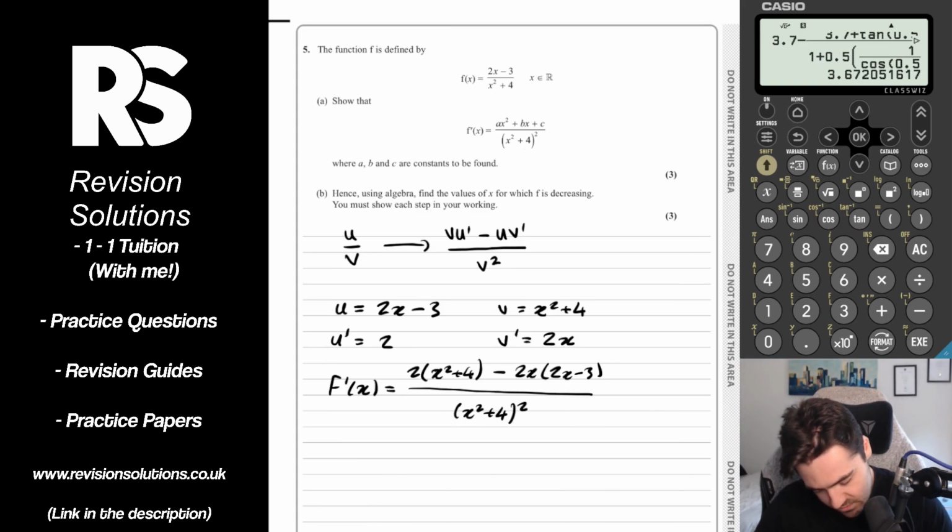We need to tidy up the numerator to have it in that simplified quadratic form. So we're going to get a 2x squared from this expansion here, but we're going to get a minus 4x squared from here. So the first term is going to be minus 2x squared. 2 minus 4 is minus 2.